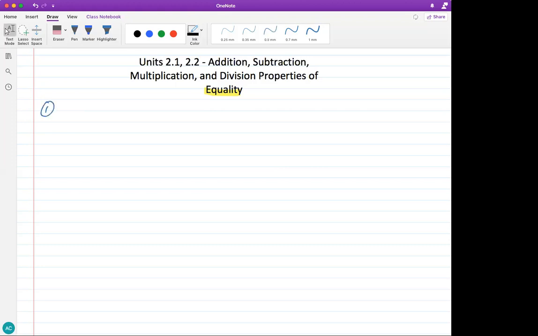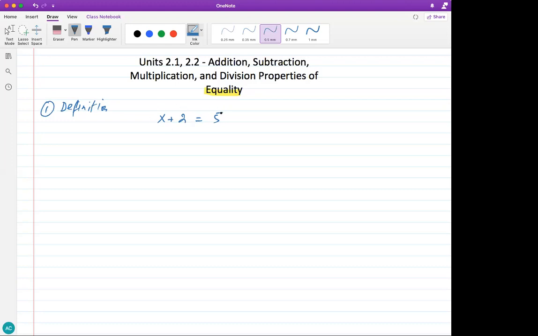Before we do that, we need to define equalities or equations. Okay, so linear equations are first degree. For example, x plus 2 equals 5. So that's an equation because it has an equal sign.